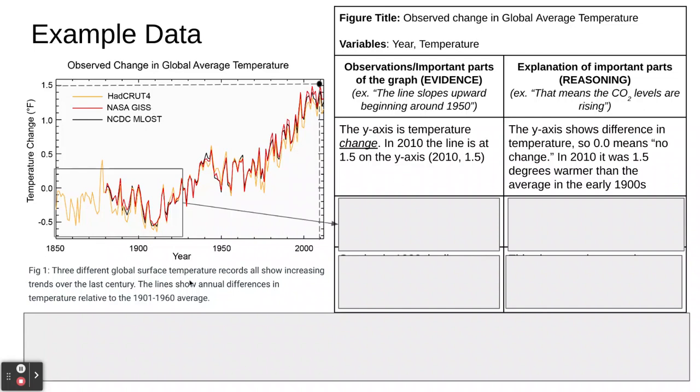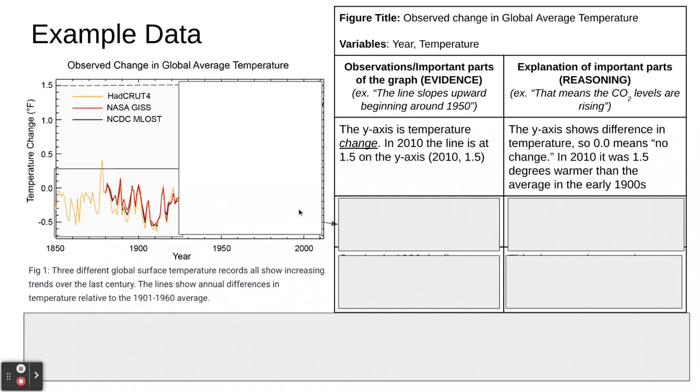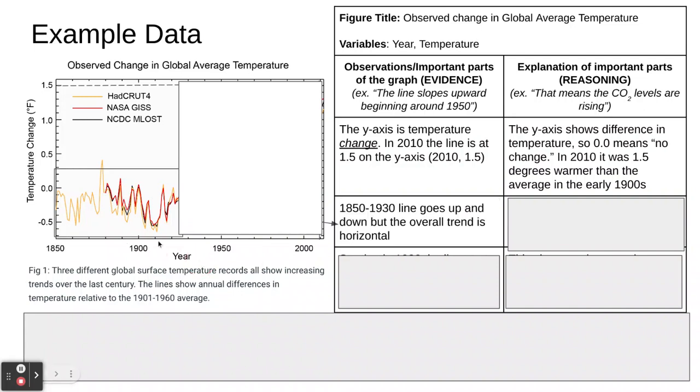All right. For my second point, I'm going to look at some patterns, and I identified that I see this pattern going on here. Basically, I find it helpful to cover up the graph a little bit, and I want to just focus my attention on this section. What I notice is that from 1850 until about 1930, the line goes up and down, but the overall trend is horizontal. I'll show you what I mean. I'm going to annotate the graph here.